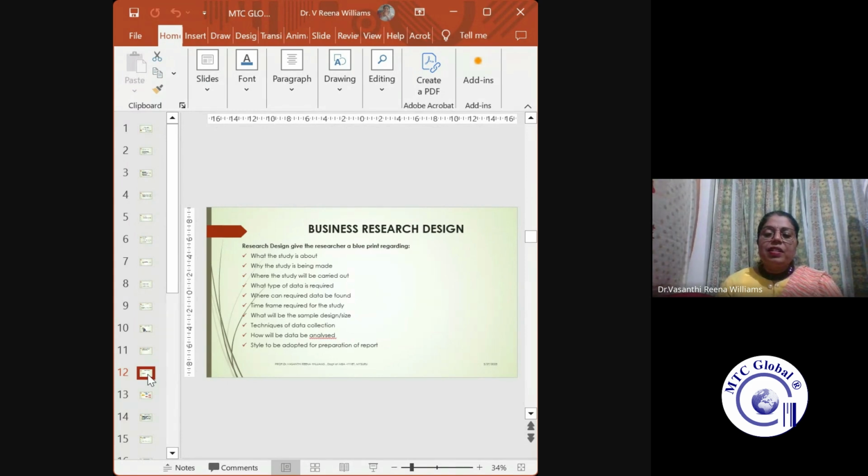Research design gives the researcher a blueprint regarding what the study is about, why the study is being made, where the study will be carried out, what type of data is required, where the required data can be found, the time frame required for the study, and what the sample design or sample size will be. I'll come to sampling later. Okay. And techniques of data collection that we just now learned, right? Techniques, basically primary and secondary. And how the data will be collected or analyzed, and the style to be adopted for preparation of reports.